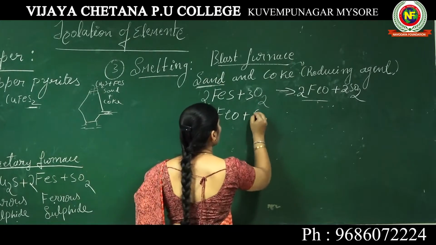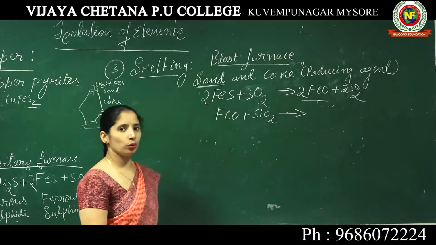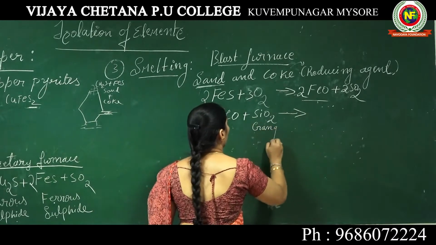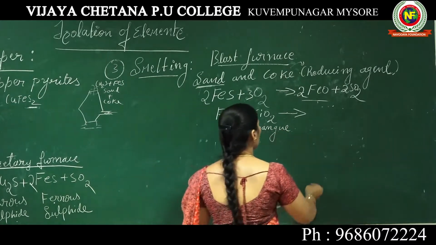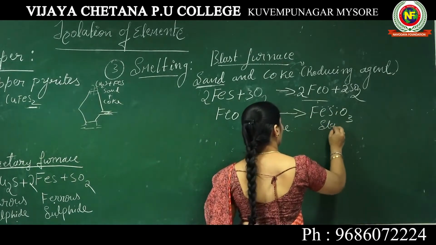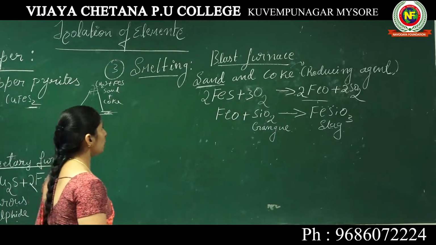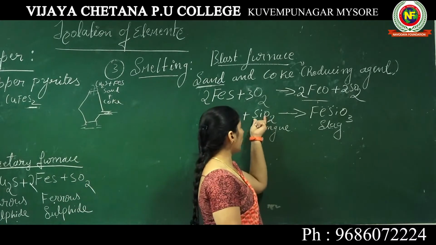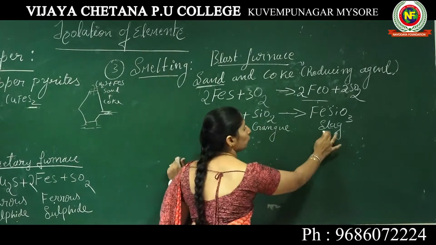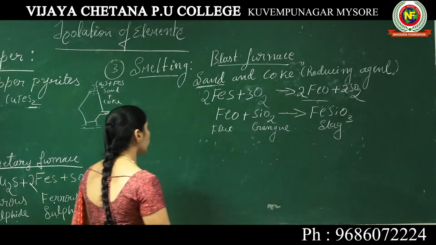Now this ferrous oxide FeO combines with the sand. Sand is SiO2. This is nothing but a gangue, an impurity. So what is formed? FeSiO3, a slag. When the ferrous oxide combines with the sand, the silicon dioxide, the gangue, which we call a flux here, what is formed? Slag. The slag will form, that is FeSiO3.